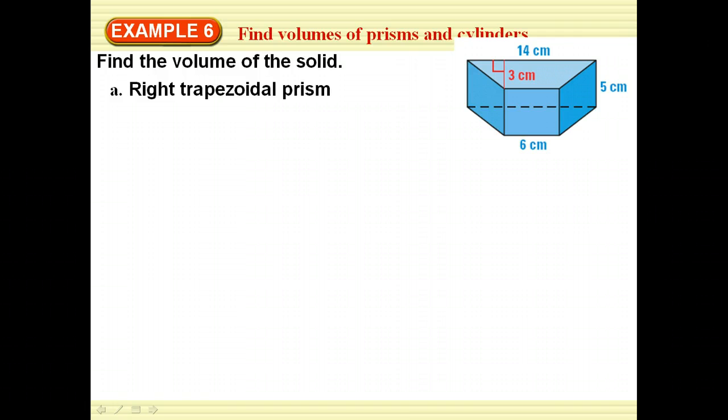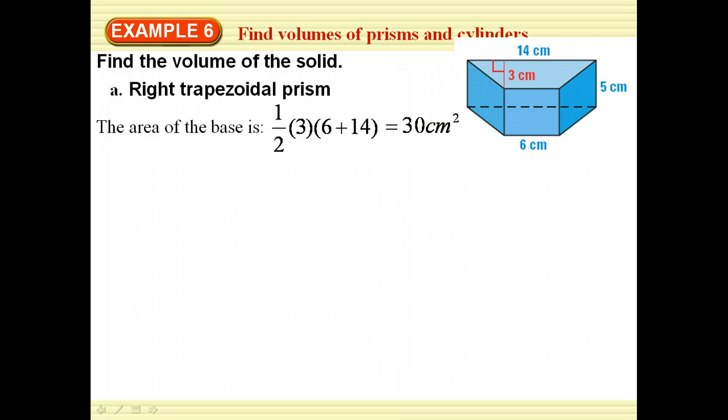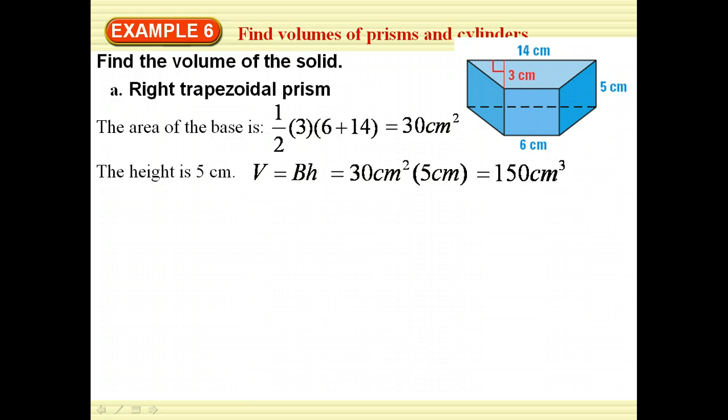So, finding the volume of this right trapezoidal prism. For this right trapezoidal prism, I need to find the area of the base. Remember, the area of the base of a prism is 1/2 the height times the sum of the bases, or you can do it as the height times the mid-segment, which is half of the sum of the bases. Either way, you get 30 square centimeters for the area of the base. Its height is 5 centimeters, so my volume can be found by multiplying my 30 square centimeters times my 5 centimeters, and notice that ends up with cubic centimeters because I multiplied square centimeters times centimeters.